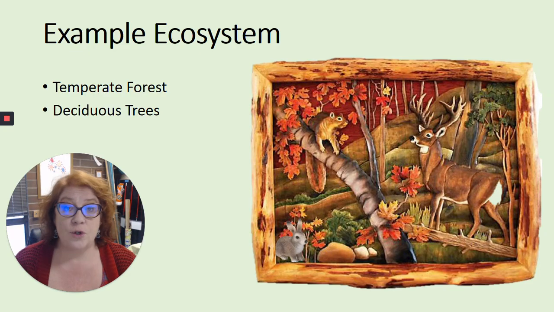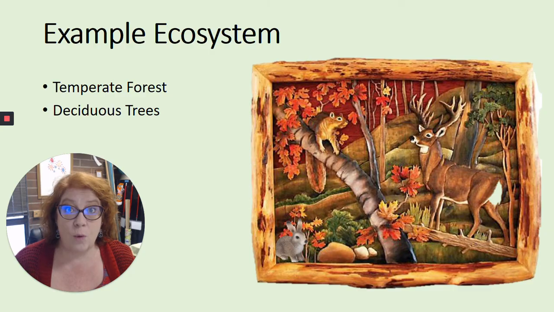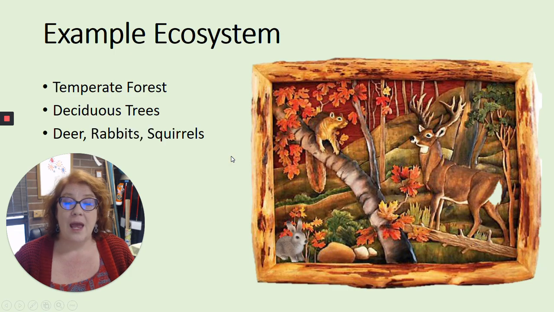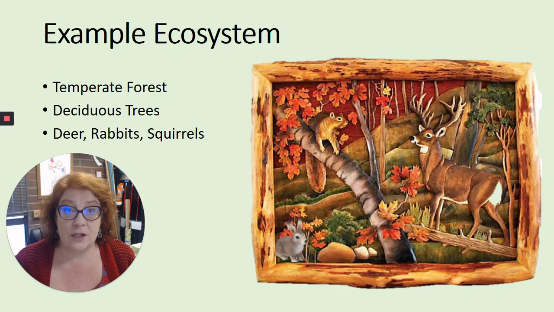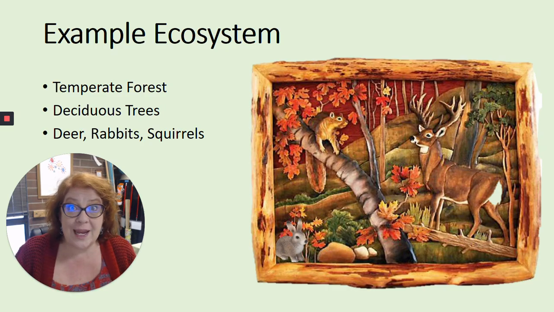The only kind of tree that does that are deciduous trees. That's a whole category of trees. Trees where the leaves fall off and then grow back every year. Deciduous trees are the ones you find in the temperate forest. And you also find animals living with the deciduous trees. You'll find deer and squirrels and rabbits, all those kinds of animals that we have around here, really.